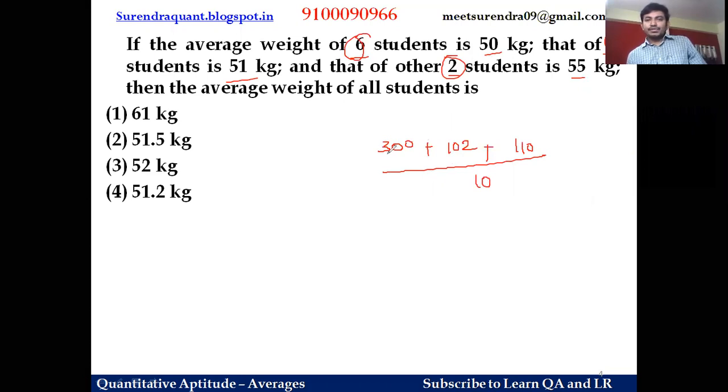Now, 300 plus 102 is 402. 402 plus 110 is 512. So 512 by 10 is 51.2. So 51.2 kg is the average, and that is option 4.